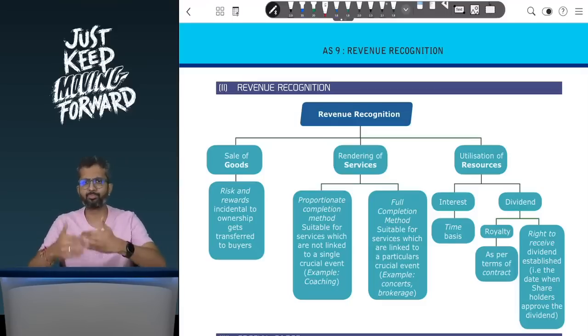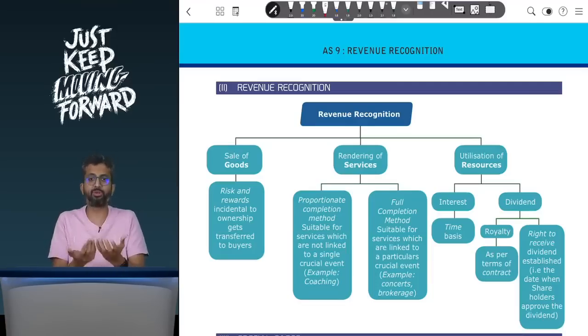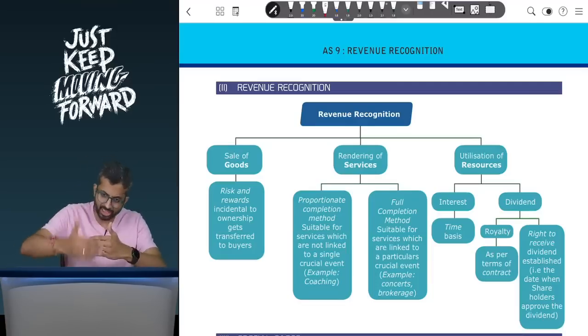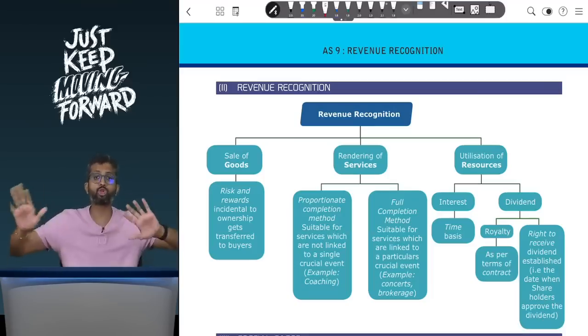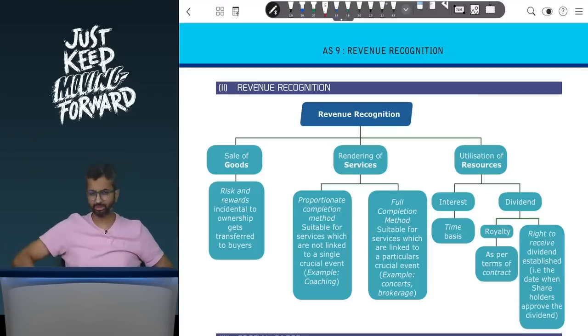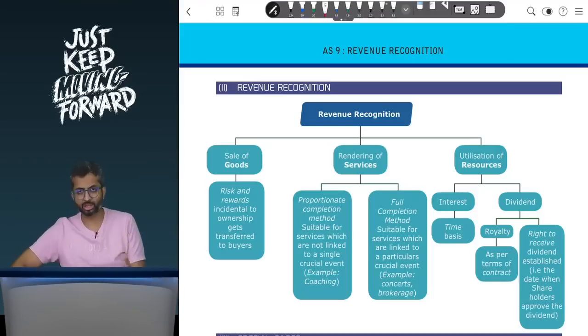But let us say if the service is such like coaching, we will recognize revenue as and when the service is performed. We will not wait till the full completion of service. So you can either recognize revenue based on the proportionate completion method or based on the full completion method over here.